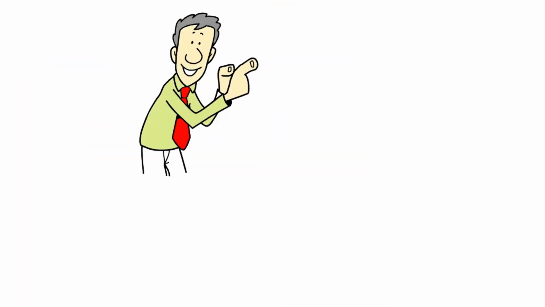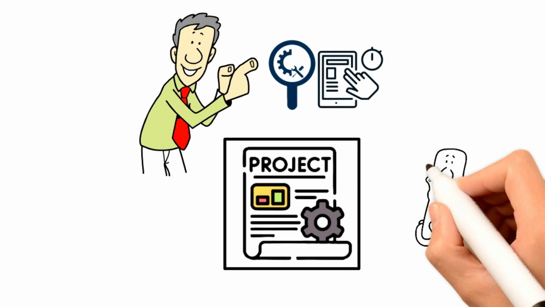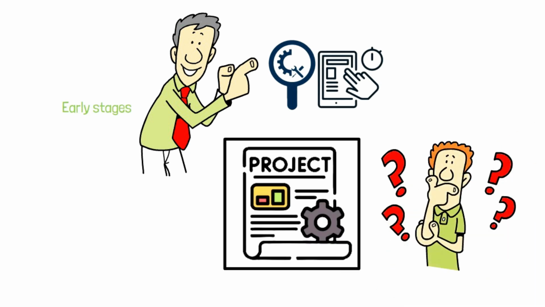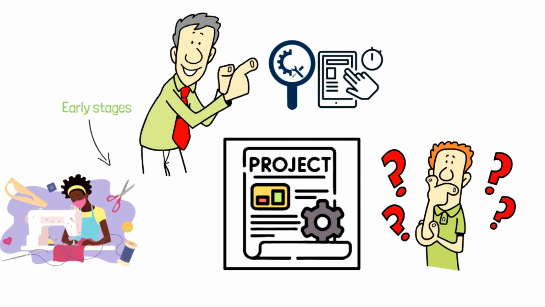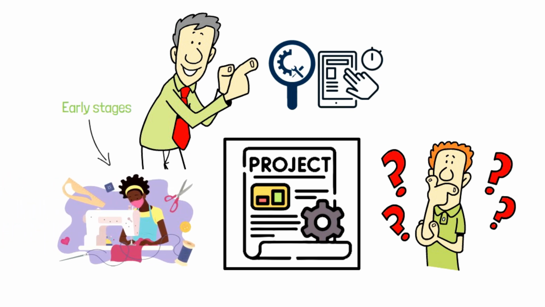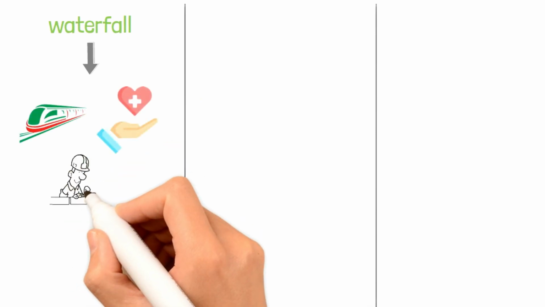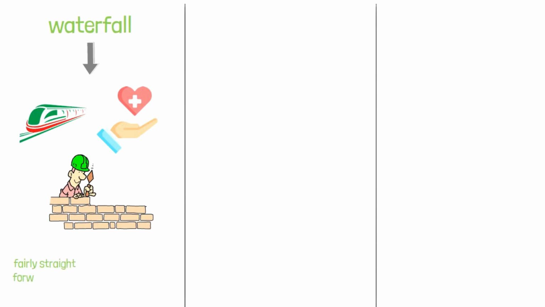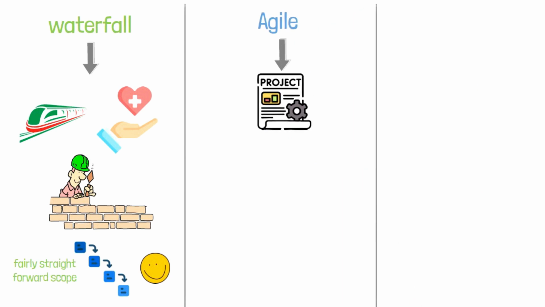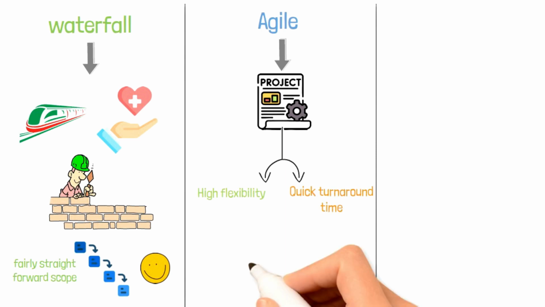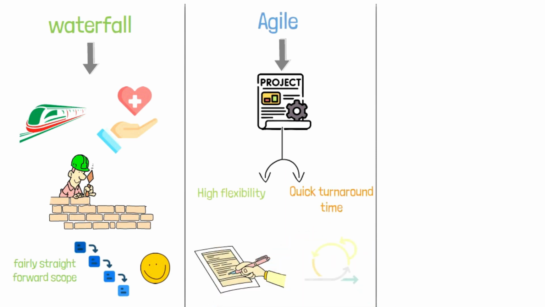In fact, choosing an appropriate project methodology is a critical step at the early stages of a project to tailor it according to the business need of the organization. For example, if you're doing an infrastructure or healthcare or construction project with a fairly straightforward scope, maybe the waterfall approach is the best for you. On the other hand, if you are starting a project which needs high flexibility and quick turnaround time for changes in requirements, maybe Agile is the best approach for you.